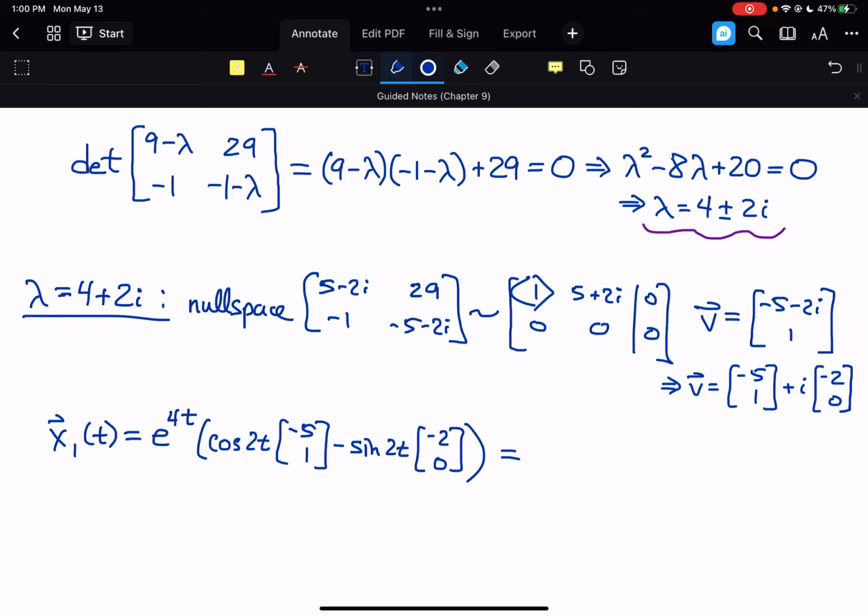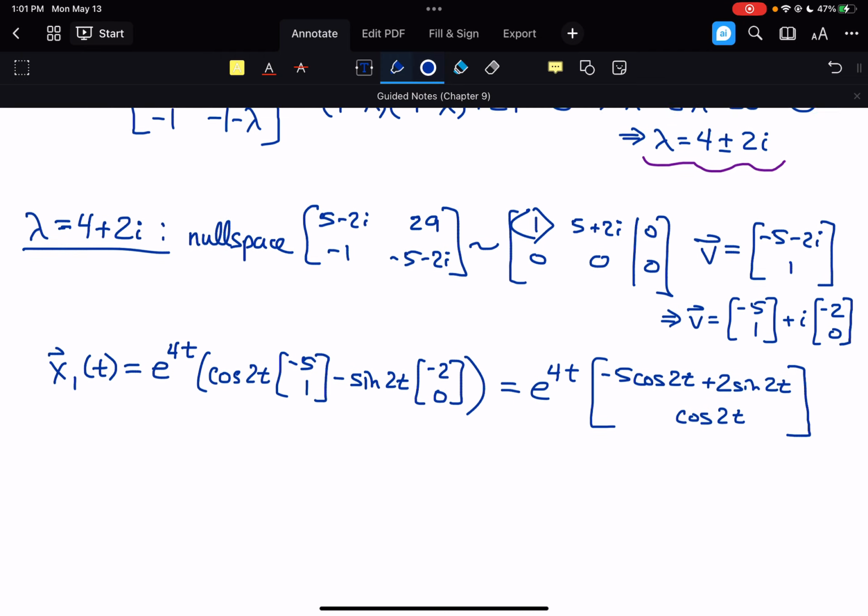So we could leave it in this form, or we can also recombine all of this stuff to condense a little bit, consolidate. So we get e to the 4t times negative 5 cosine of 2t plus 2 sine of 2t. And we would get down here just cosine of 2t for the second component. So that would be x1.